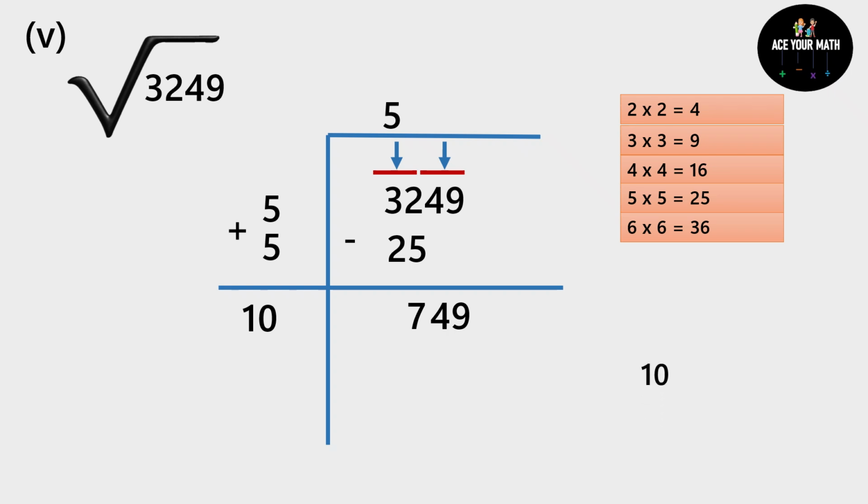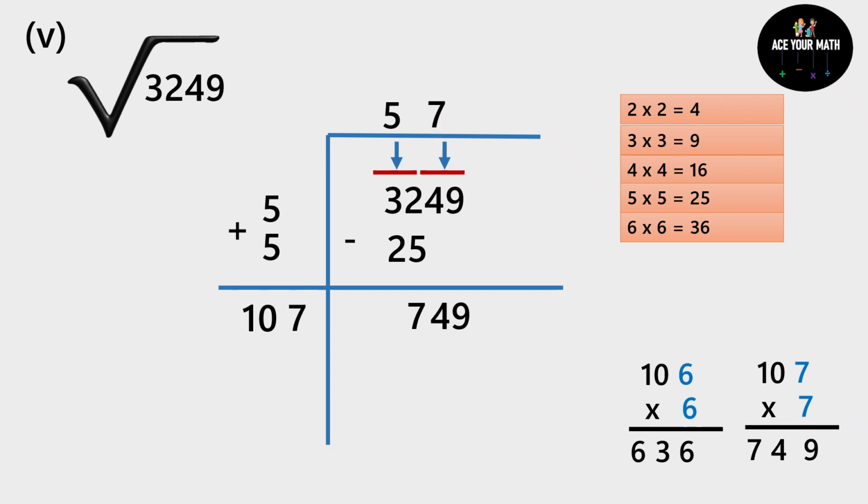Now we will try different combinations with 10. Let's say you start with 6 now. So 106 times 6 will give you 636. So we can try a few more numbers. Let's say you tried 7, and when you multiplied 107 by 7, you get 749. And we were looking for 749 only. So it means you will write 7 at the top and 7 on the side, and this will give you 749. Now the same 7 you will add on the left hand side.